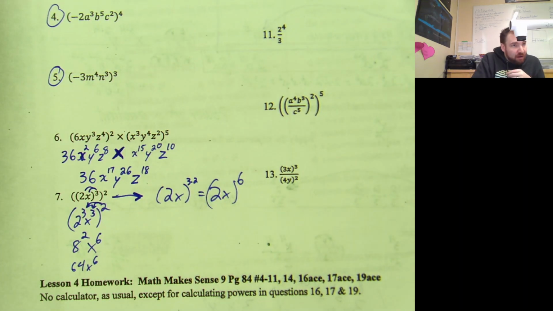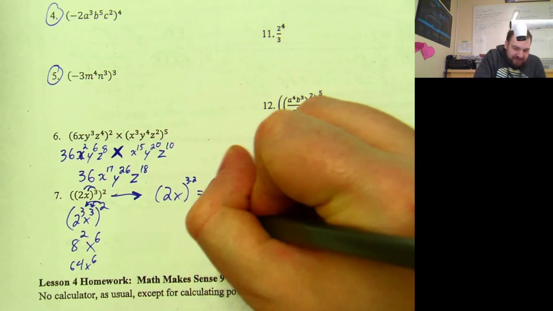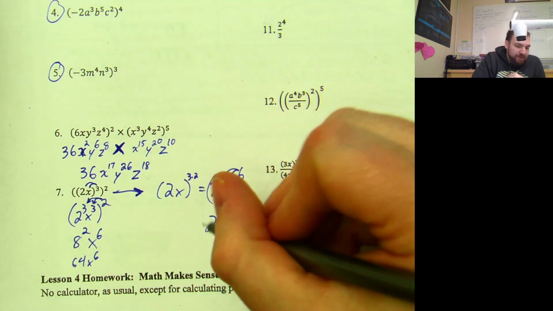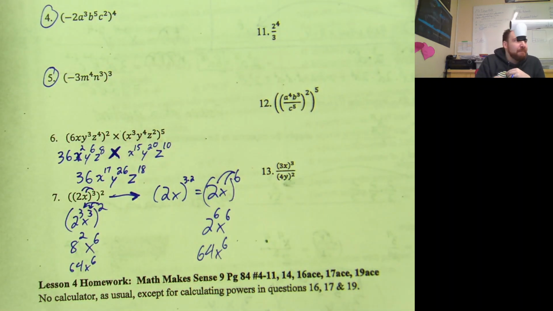And now I would do what? I would just distribute it. So this is going to give me 2 to the 6, x to the 6. And we could do 2 times 2, which is 4, times 2 is 8, times 2 is 16, times 2 is 32, times 2 is 64. And we're done. So like I said before, it doesn't matter what order you apply the laws. What matters is that you apply them correctly.